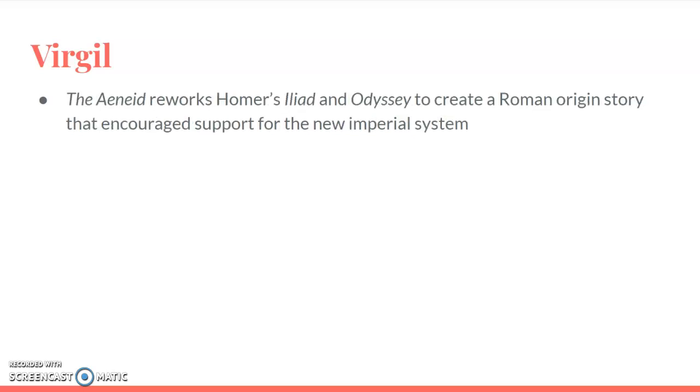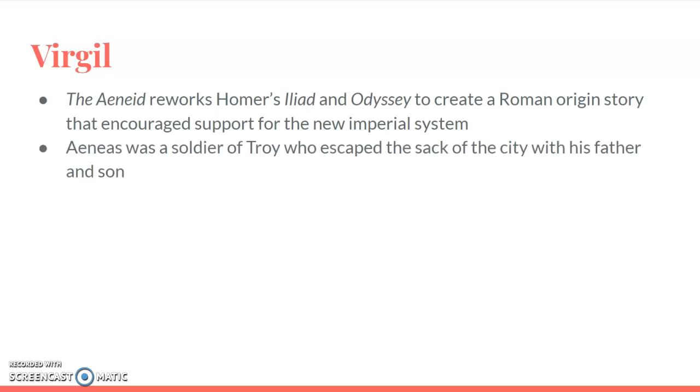So what Virgil does is he reworks Homer's Iliad and Odyssey to create a Roman origin story that encouraged support for the new imperial system, and he does this in several ways. So Aeneas himself was a soldier of Troy, kind of this sort of princely figure, who managed to escape the sack of the city, carrying his father on his back and holding his son by the hand. So this emphasizes his desire to establish a familial legacy and a cultural legacy.